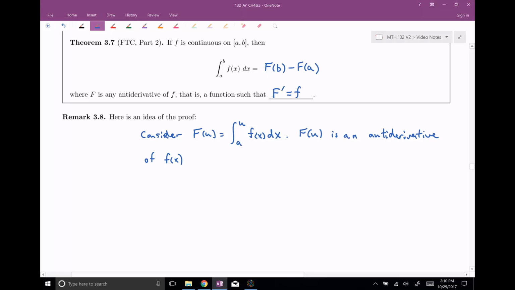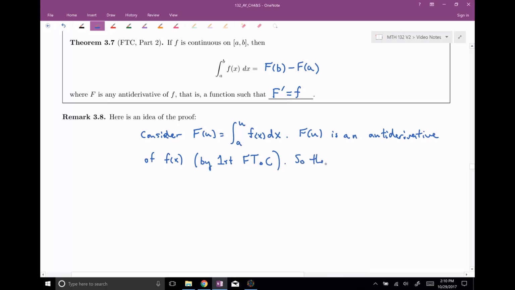And like I said, the second part of the fundamental theorem of calculus relies on the first part. The reason why it's an antiderivative is because of the first part of the fundamental theorem of calculus. If you take the derivative of this, you get back to where you started. So that's why we needed the first part of the fundamental theorem of calculus.